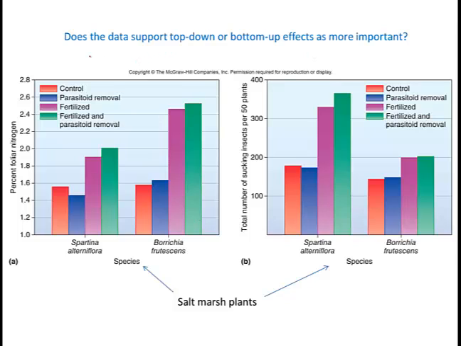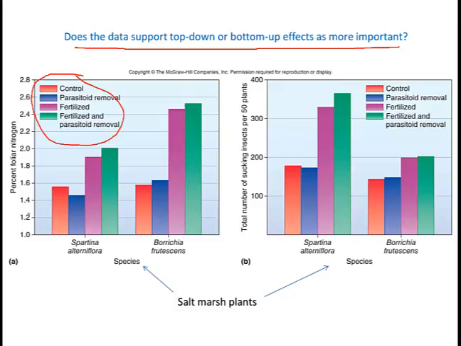In order to answer that question, we want to look at this data. Okay, so there's some experiments that were done, and there's two different species of salt marsh plants here. Okay, and the differences between the plants aren't as important to focus on as the difference between the treatments. All right, so we have a control, we have a treatment where the parasitoids were removed, we have a treatment where we added fertilizer, okay, and then we have a combined treatment where we have fertilizer and parasitoid removal.